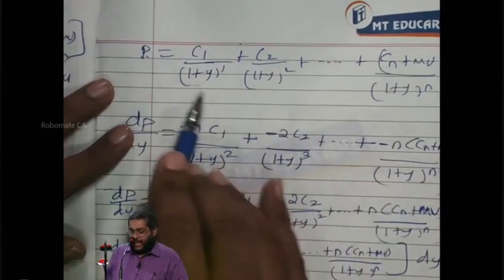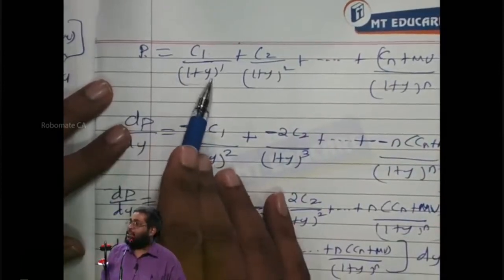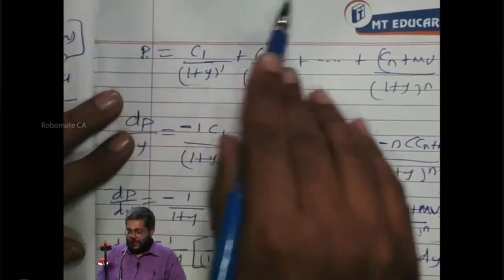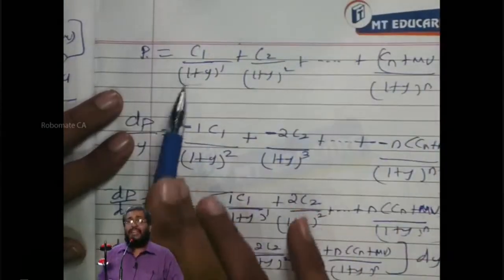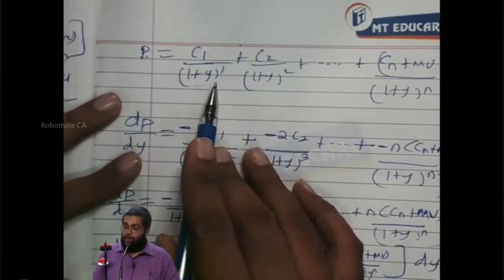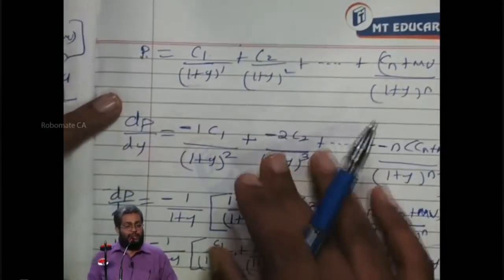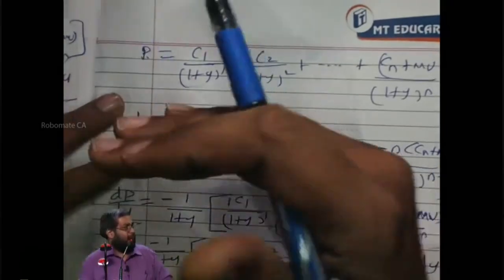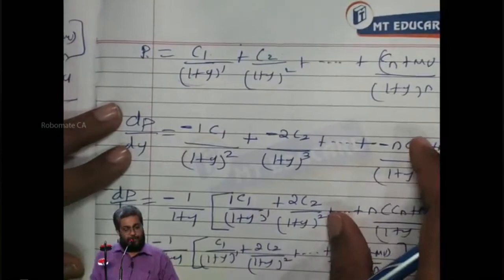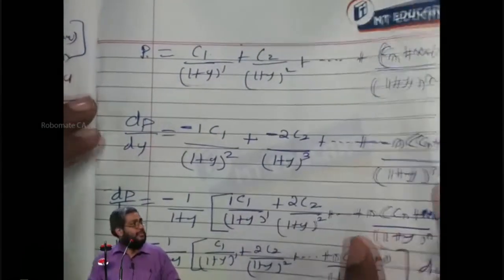For the bond price, like x we have y, yes or no? X we have y, and for y we have price. Now tell me, is this bond price equation linear or non-linear? It is non-linear because it is (1 plus y) power 1, power 2, and so on. It becomes a curve. It becomes a non-linear equation. Are you all following or not? See the problem.